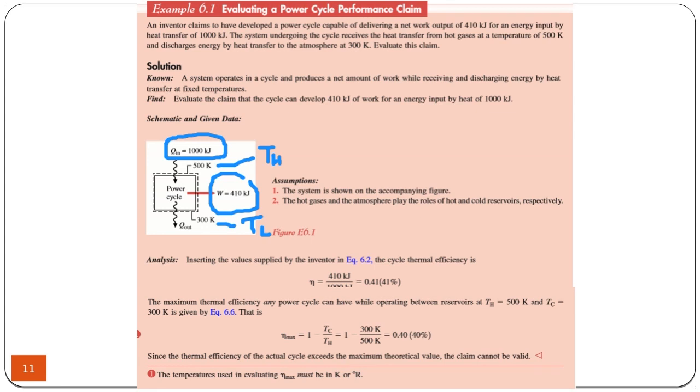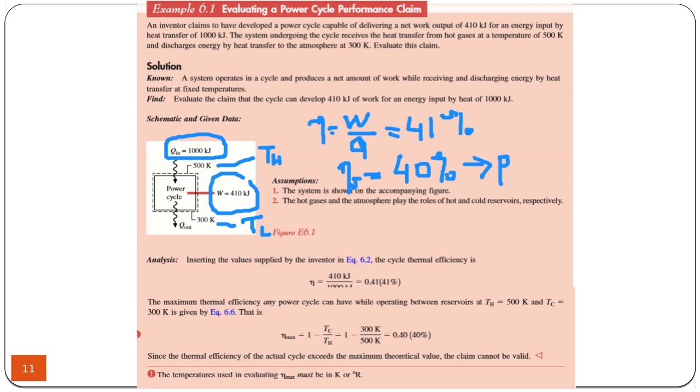So according to this inventor, we can calculate the actual efficiency by work divided by Q input, and it's going to give you an efficiency of 41%. However, if you calculate the Carnot efficiency using the temperatures, I'm talking about this equation, then it turns out that the Carnot efficiency is 40%, which means it's not possible, because according to Carnot corollaries, no heat engine can have a higher efficiency than a Carnot engine or than a reversible engine. So the claim of this inventor is not correct.